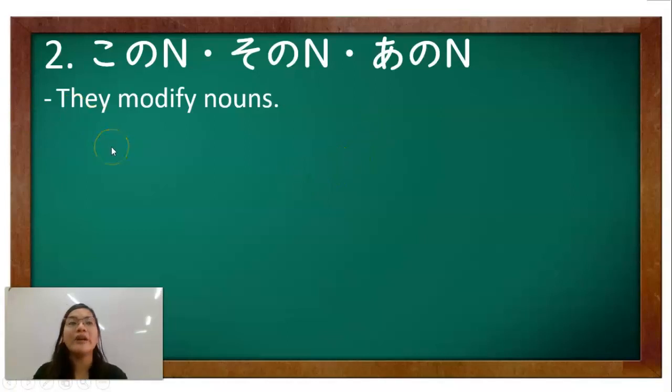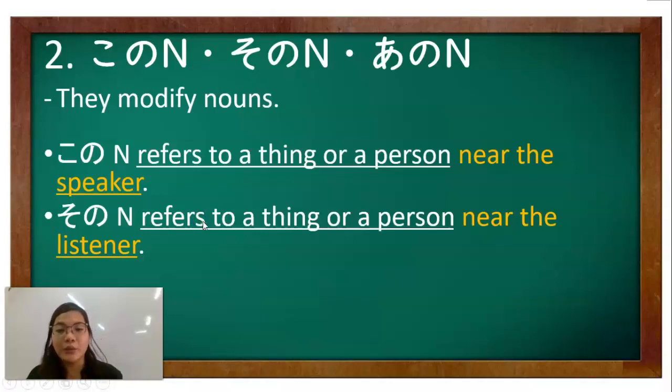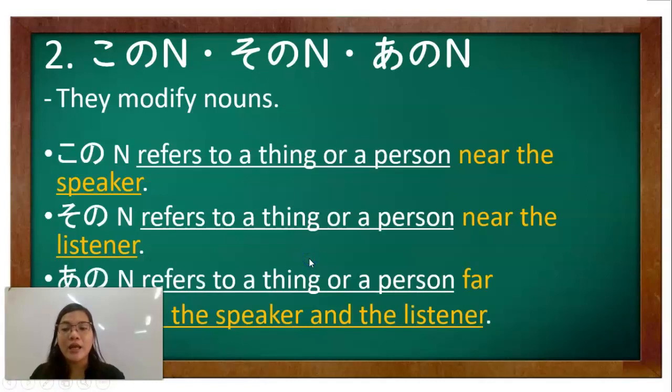So they modify nouns. So kono noun refers to a thing or a person near the speaker. Next, sono noun refers to a thing or a person near the listener. And ano noun refers to a thing and a person far from both the speaker and the listener. Okay, so the position of this is just the same, just you use ano, kono, and sono for that noun. Okay, so here's an example.